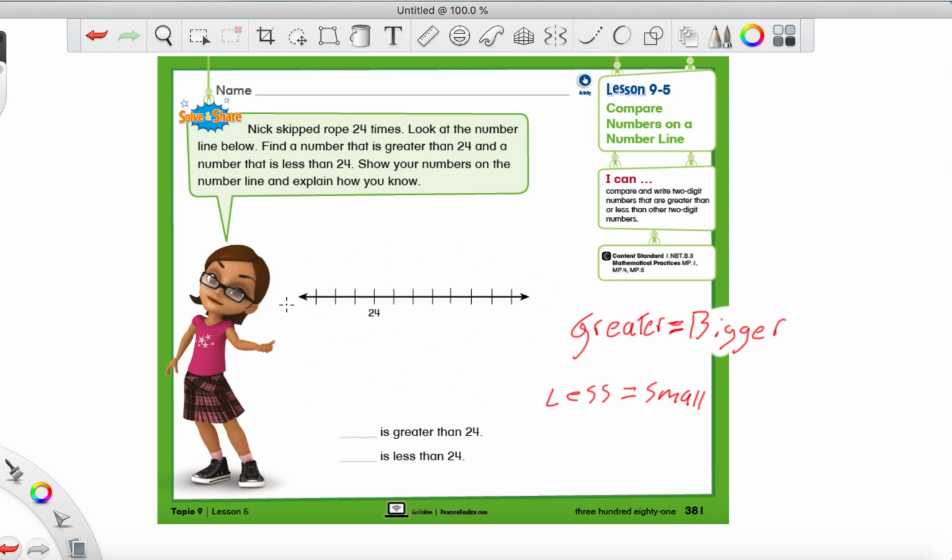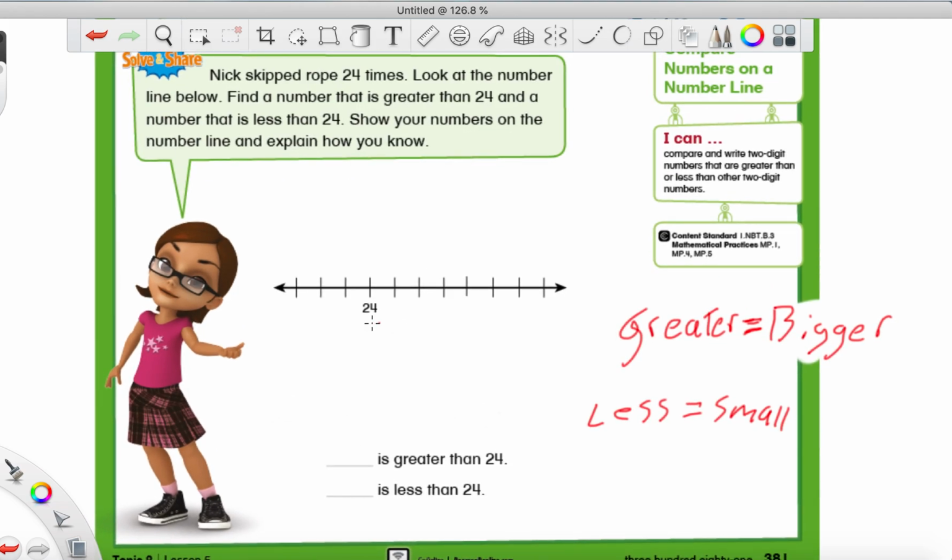All right. So the first part we're going to do for the problem we're going to start with today is we need to finish this number line right here. So if we zoom in, we see that they put the number 24 on this number line because in our little story up top it says Nick skipped rope 24 times. Look at the number line below. Find a number that is greater than 24 and a number that is less than 24. Show your numbers on the number line and explain how you know. So the first part we have to do is finish this number line so we have some numbers to work with.